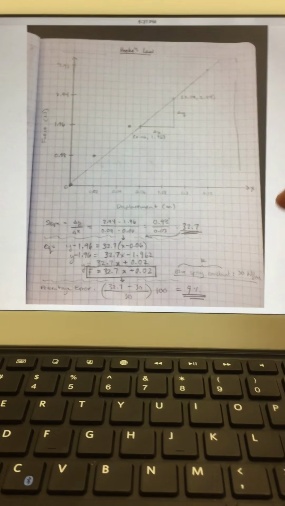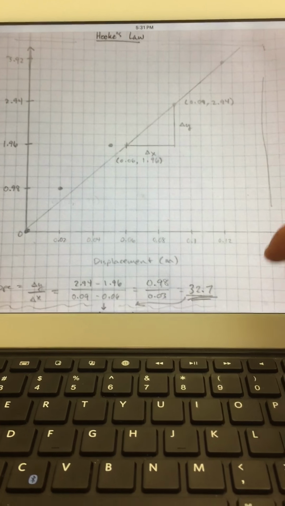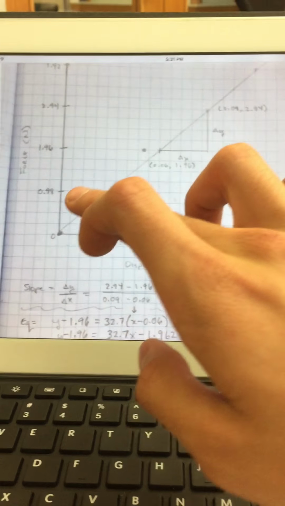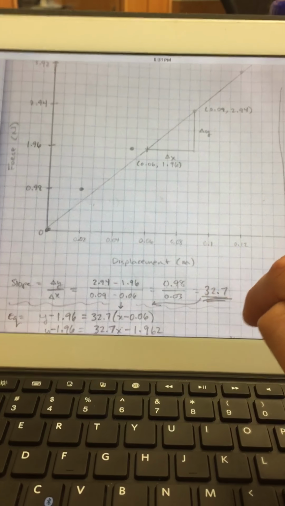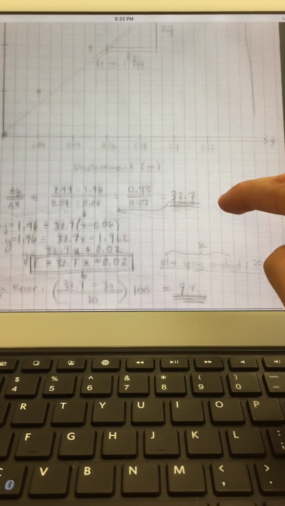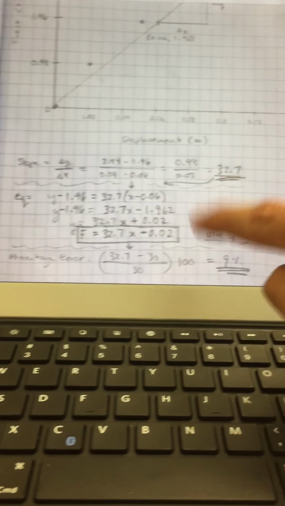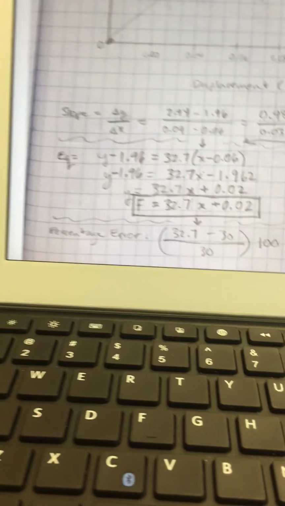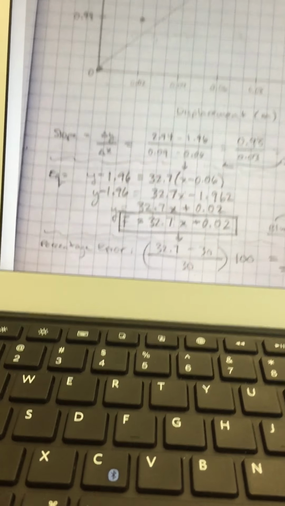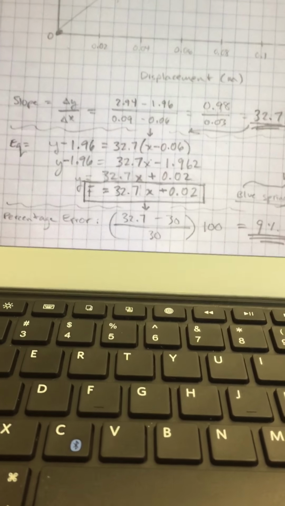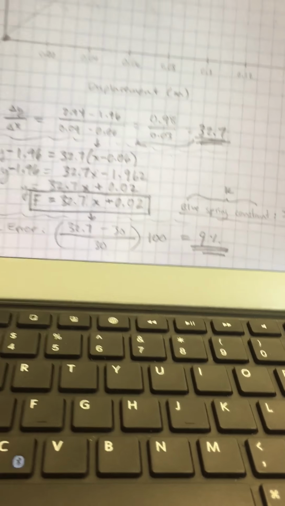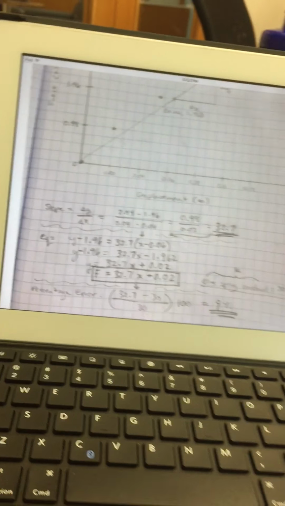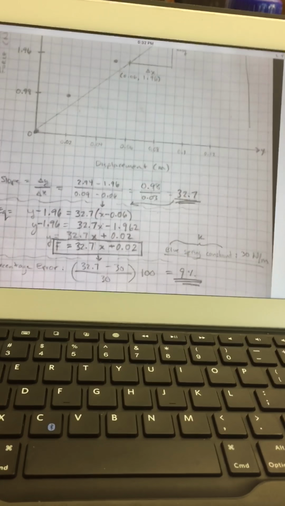So I graphed our results, and what we got here is that I solved the slope when we found the line of best fit, and then I calculated it to be about 32.7, and then I put it into an equation and I had it represent the variables so that our force equaled 32.7x plus 0.02.